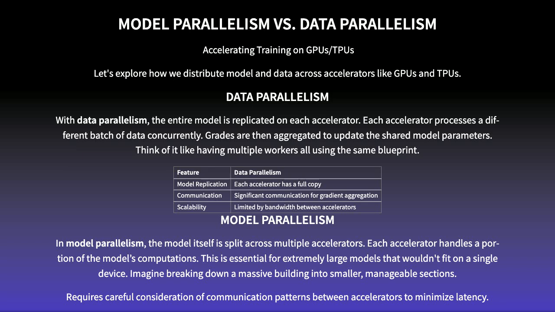Model parallelism, on the other hand, is more like dividing the building into sections. Each section or accelerator handles only a part of the model's computations. This is really important when you're dealing with huge models that won't fit onto one device. However, because these accelerators are working separately, they need to talk to each other frequently, which can also create bottlenecks. The best strategy depends on how big your model is and what kind of hardware you're using.